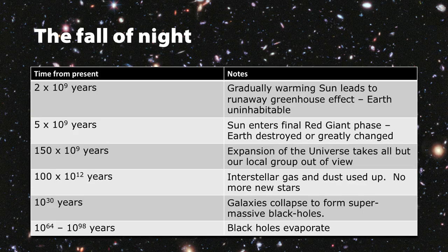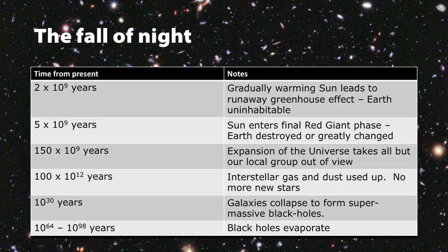Go ahead a good 20 more times or so to 150 billion years, and the expansion of the universe will take all but our local group out of view. On a local scale, our local group of galaxies are gravitationally bound to each other, and that effect is bigger than the expansion. That date, by the way, is probably a little bit optimistic because of the more recently discovered accelerating effects. Moving forward to 100 trillion years into the future, probably all of the interstellar gas and dust will be used up, there will be no more new stars, and we will come to the end of what is known as the stelliferous age. But the universe is still just a baby.